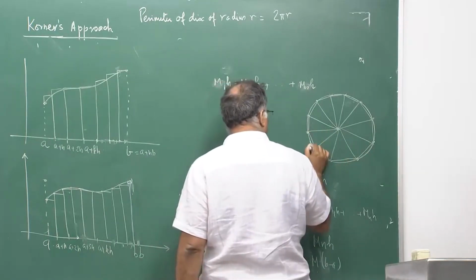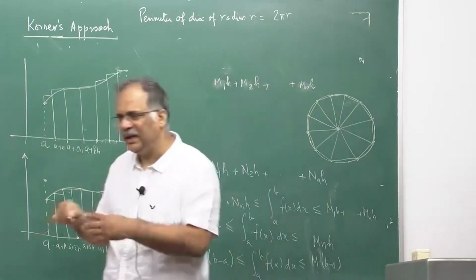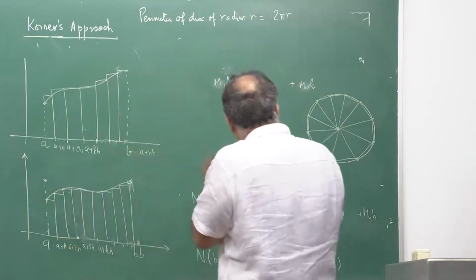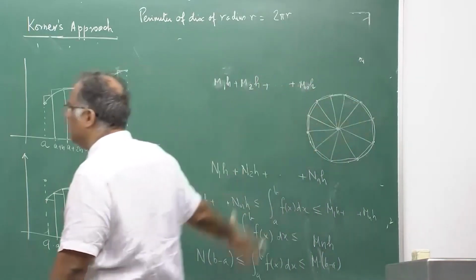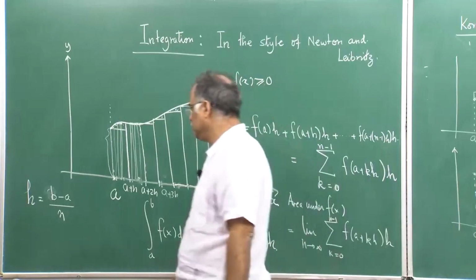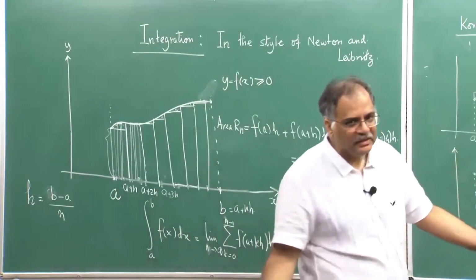So in the next step you will increase the number of points and again have a polygon which will cover further more area, and keep on going, and doing so you will cover the whole area. So what happens? How do you find pi?